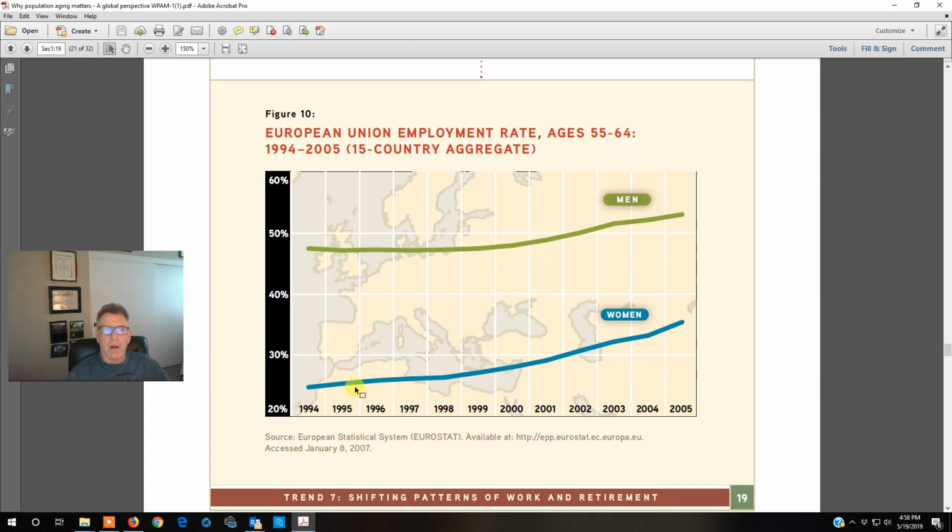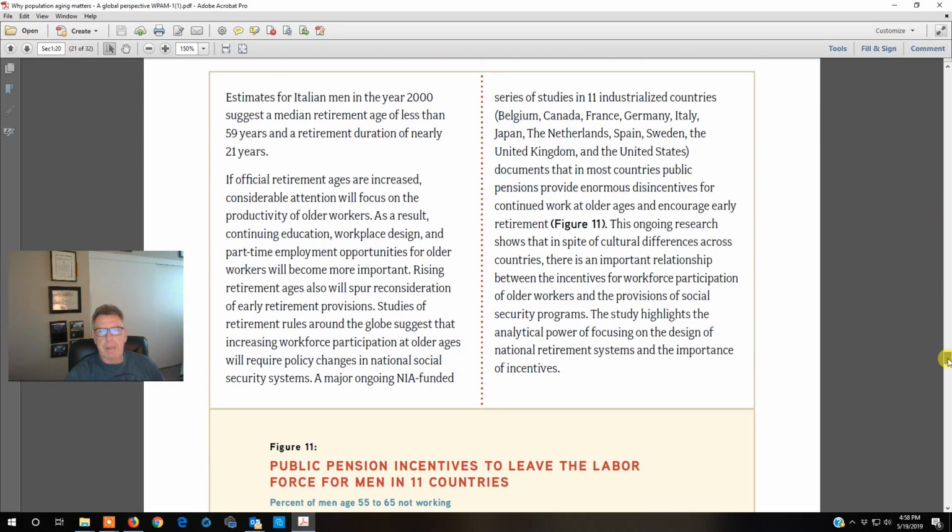We're looking at people aged 55 to 64, and the transition going from 1994 to 2005, in that age group where people used to retire. We see that more and more women are staying in the workforce. In fact, the tendency is that women are trying to get back into the workforce after their children leave to go to college. More and more men are having to stay longer in the workforce.